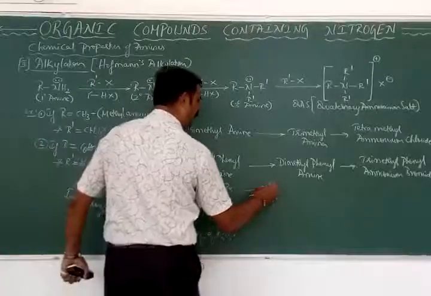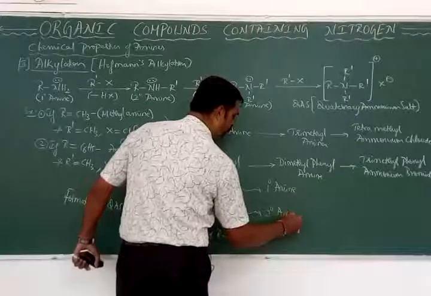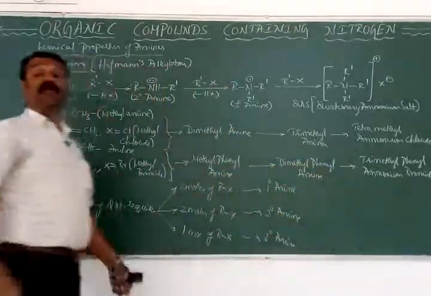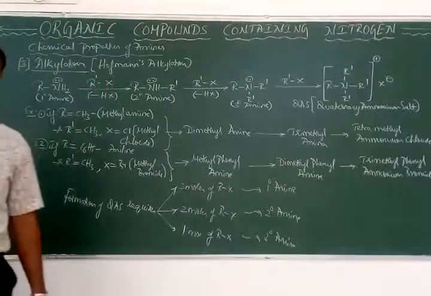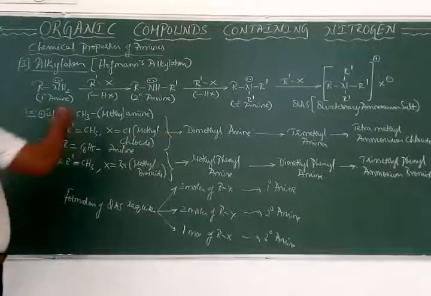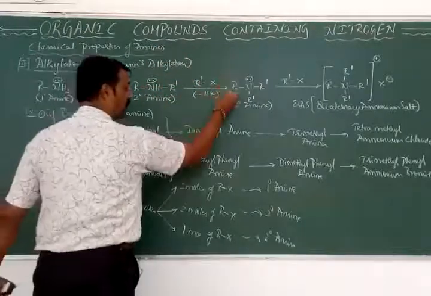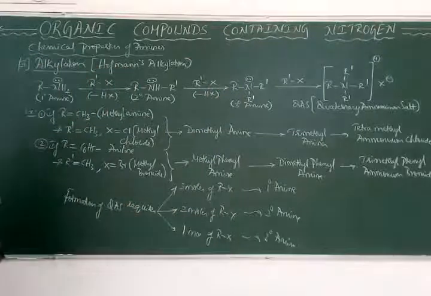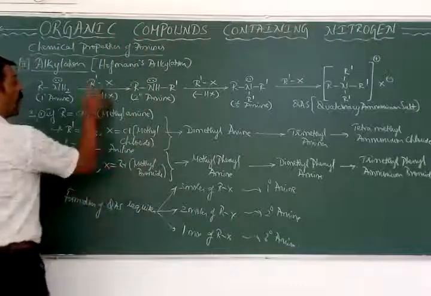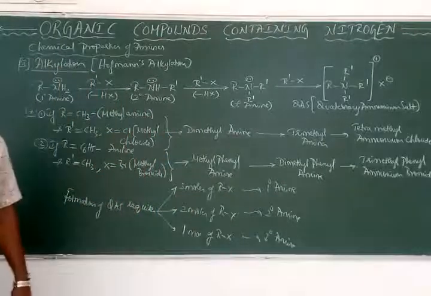That shows that it is an example for a primary amine. Here it is a secondary amine and finally it is a tertiary amine. Hofmann's alkylation or Hofmann's methylation is used to distinguish between primary amine, secondary amine and then the tertiary amines. Primary amines form the quaternary ammonium salt, secondary amines also form the quaternary ammonium salt, tertiary amines also form the quaternary ammonium salt. But what is the difference here? How to convert primary amine to QAS? Here it consumes 1 RX, 2 RX and 3 RX, means it consumes 3 moles of alkyl halide.